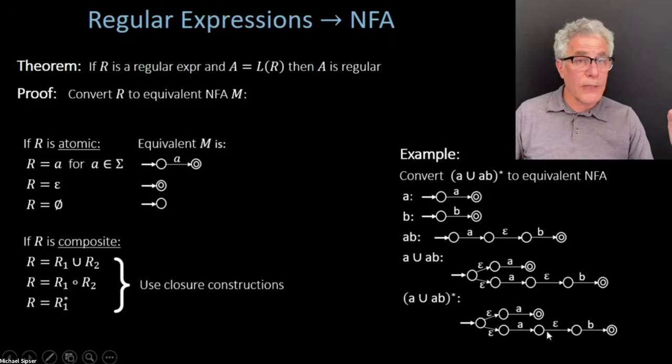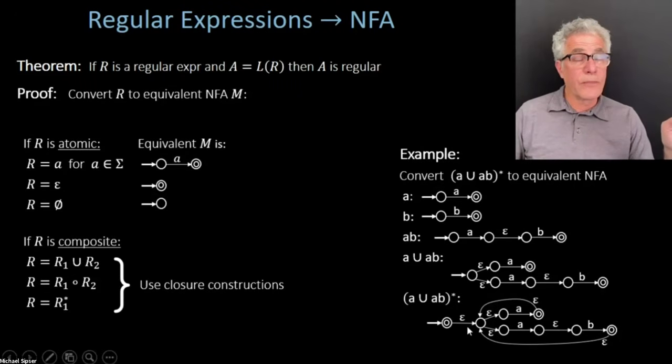And now remember how we built the closure under star. We made the accepting states return back to the start state, and we added a new start state to make sure we got the empty string in there, that transitioned to the original start state under epsilon.